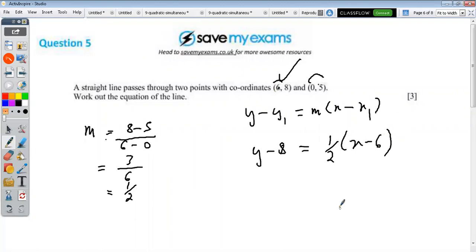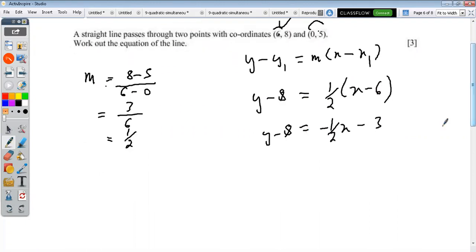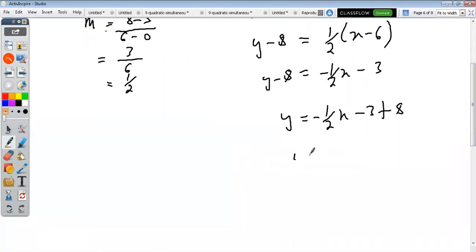Are we together? Then remove the brackets. It is equal to half x. What is half times 6? It's minus 3. Take this to the other side. So y is equal to minus half x minus 3 plus 8, and that gives us 5. So y is equal to minus half x plus 5. But I have these formulas, and I'll send a summary of this whole topic to the group just now.